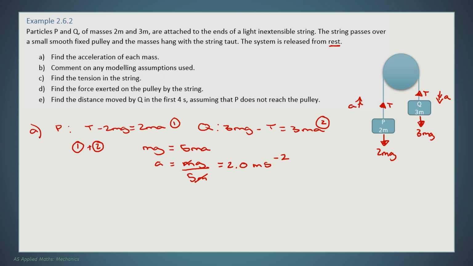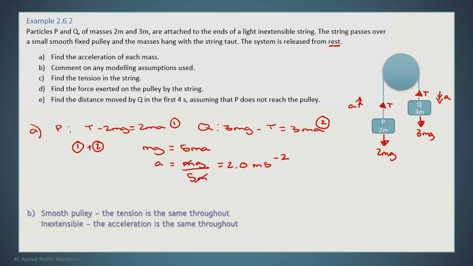Comment on any modelling assumptions used. So we had a smooth pulley, so the tension is the same throughout, and inextensible, so the acceleration is the same throughout. That should say part B, not part C.